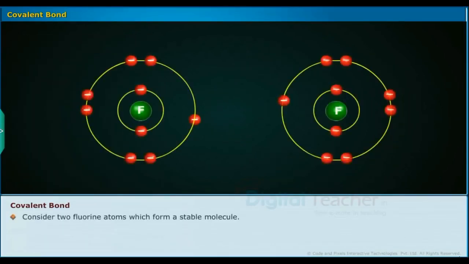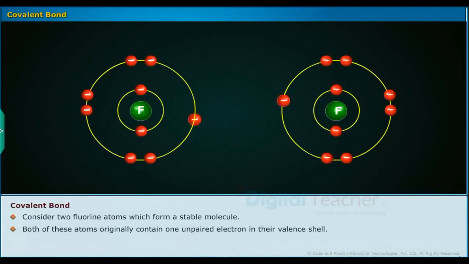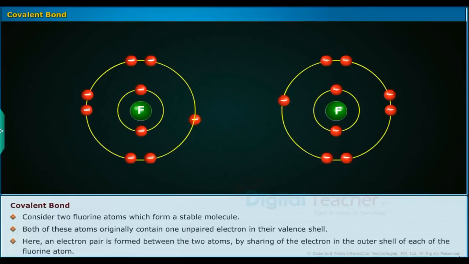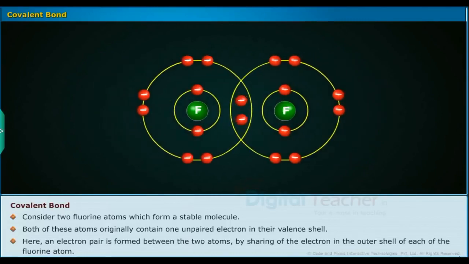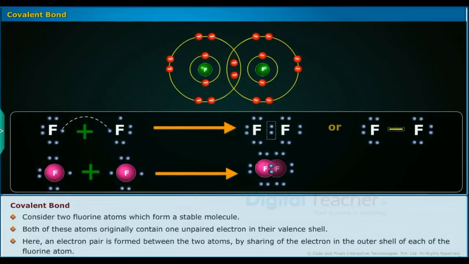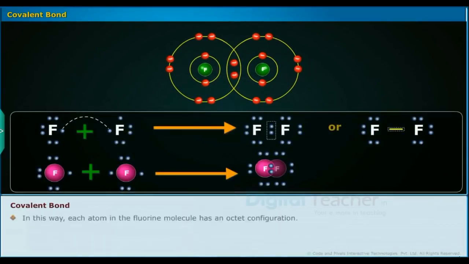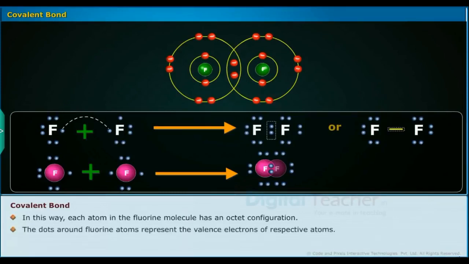Consider two fluorine atoms which form a stable molecule. Both of these atoms originally contain one unpaired electron in their valence shell. Here, an electron pair is formed between the two atoms by sharing of the electron in the outer shell of each of the fluorine atoms. In this way, each atom in the fluorine molecule has an octet configuration. The dots around fluorine atoms represent the valence electrons of respective atoms.